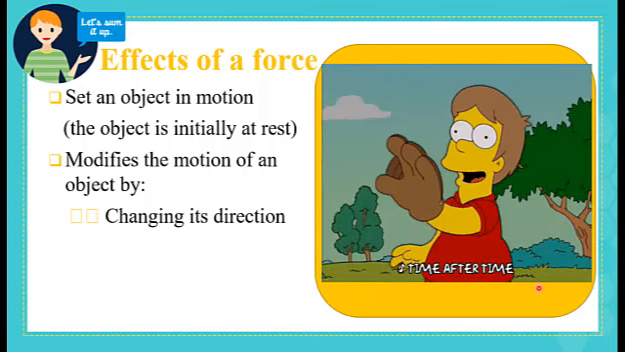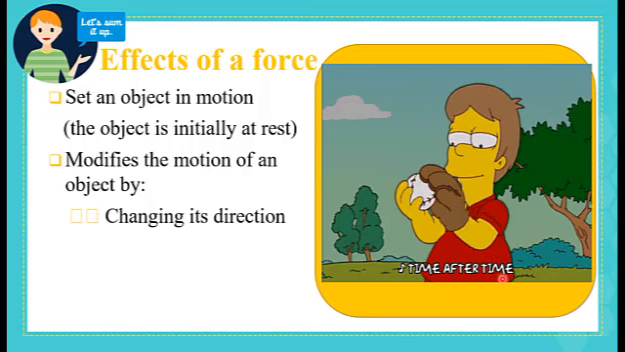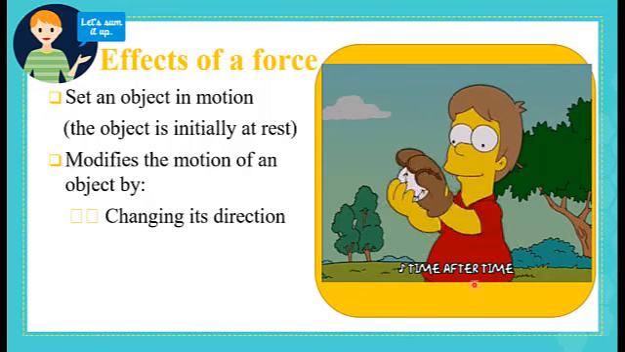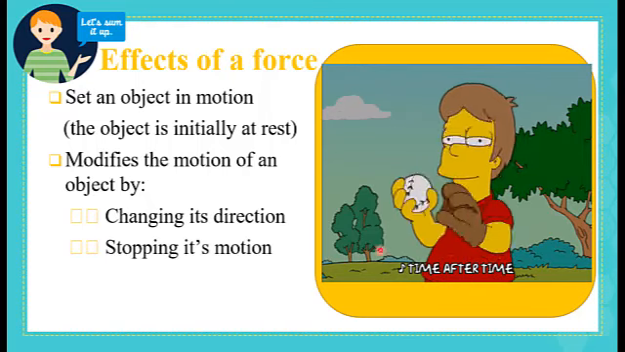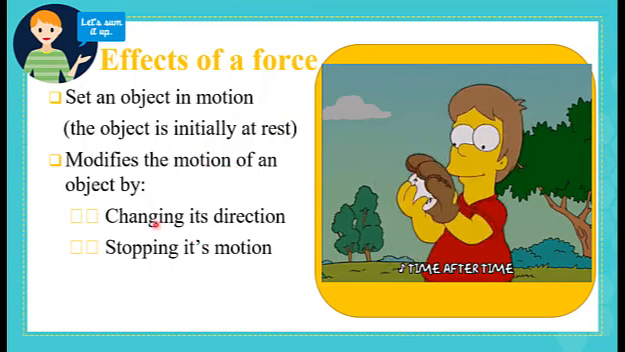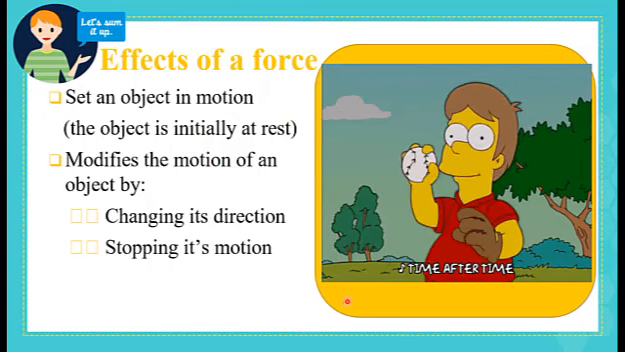What is this boy doing? The boy is catching the ball. So, in other words, the boy is stopping the motion of an object. So the third effect of a force is to stop the motion of an object.